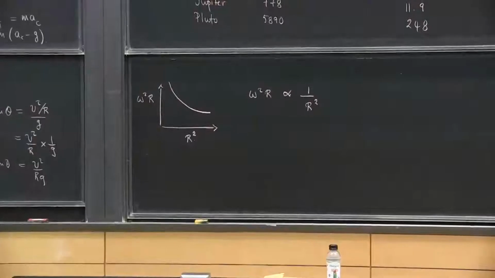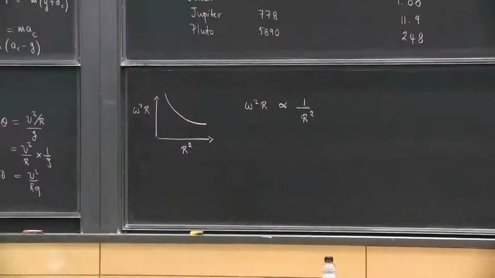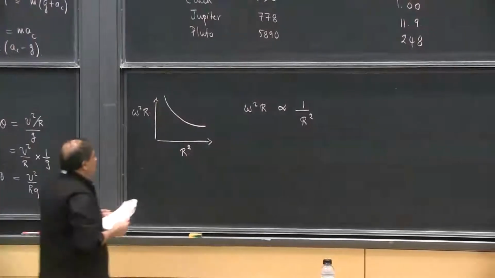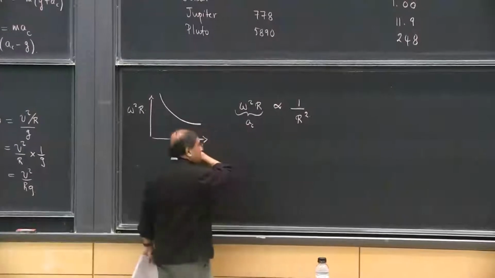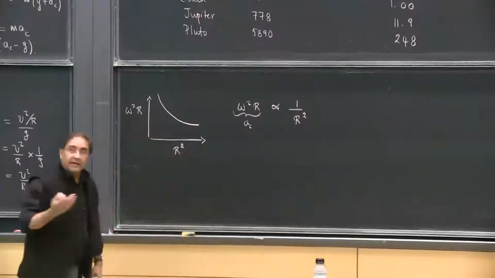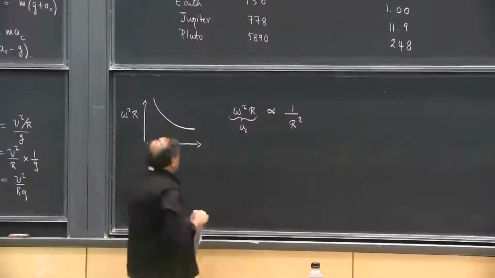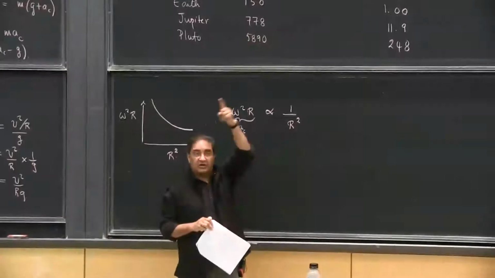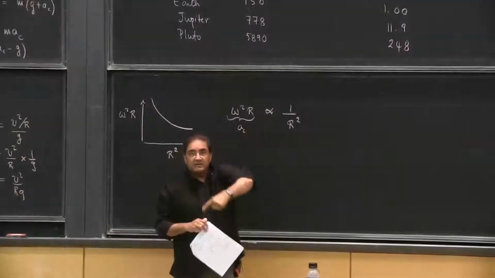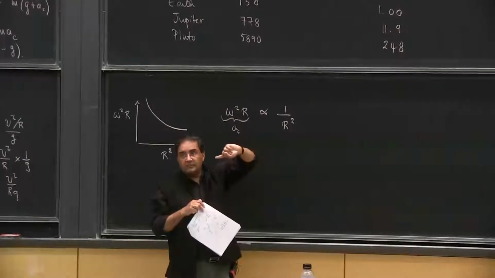If you think about it, it's pretty remarkable. This is a centripetal acceleration. If I put the mass in here, it becomes a centripetal force. So it's telling us that the force being fed by these planets as they go around the star, in this case the sun, varies with distance as 1 over r squared.